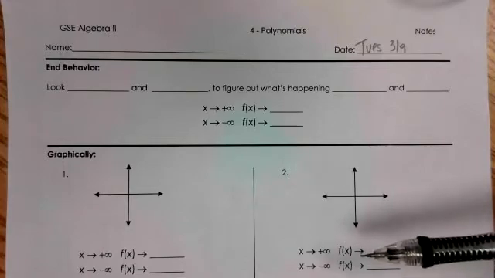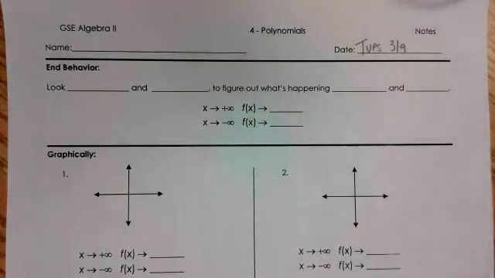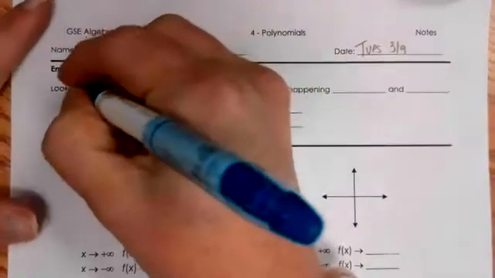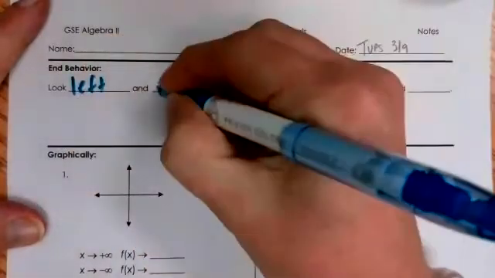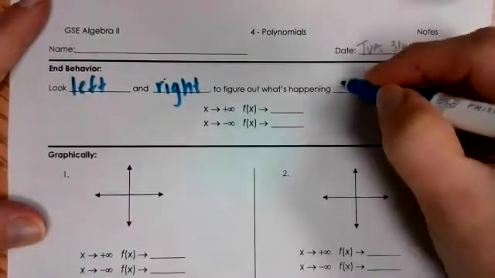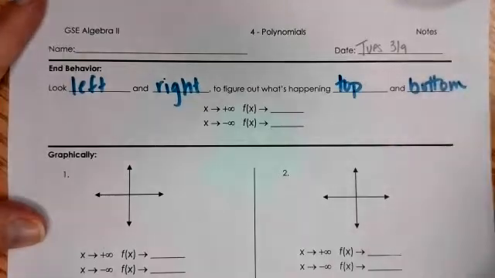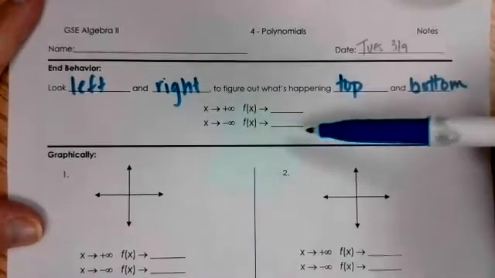But our main topic today is looking at end behavior of a polynomial function, of any polynomial function, and then going back over extrema and degrees and intercepts and all that good stuff. So to find end behavior, we are going to look at the graph on the left and the right to figure out what's happening on the top and on the bottom. So this is how I always write my end behavior.